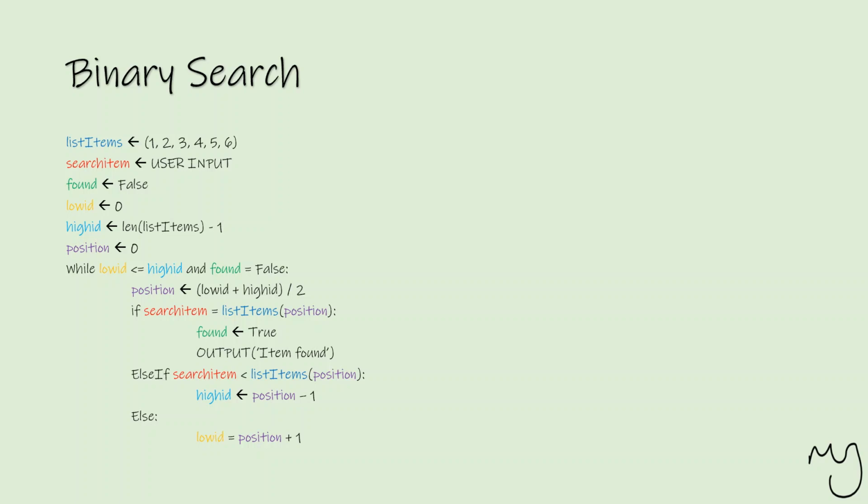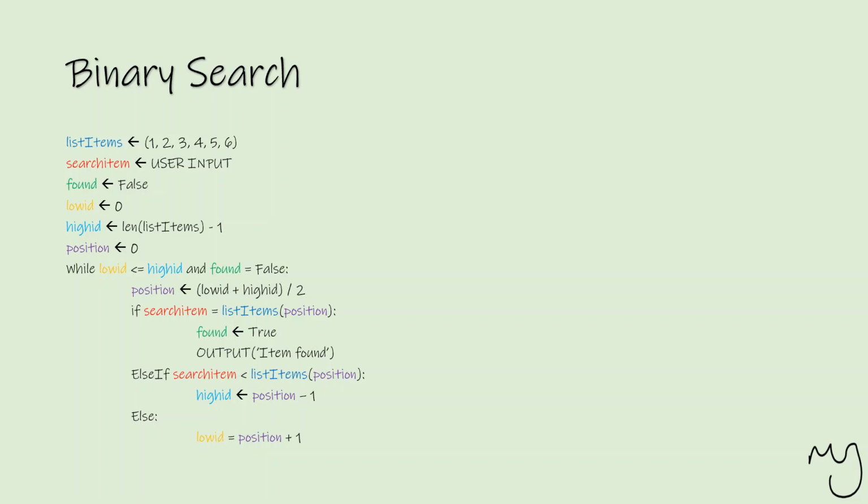Now, this is going to continue for as long as low ID is less than or equal to high ID and found equals false, for the same reasons as before. What this then does is it takes my low ID value, which is going to be equal to 0, and my high ID value, which, if you think about 1 being in position 0, then 2, 3, so on and so forth, is 0, 1, 2, 3, 4, 5. We add 5 to 0, divide by 2, which is going to give us 2.5. And then we take the whole number part of that, which is position 2. Now, position 2 in my list is essentially looking at the number 3.